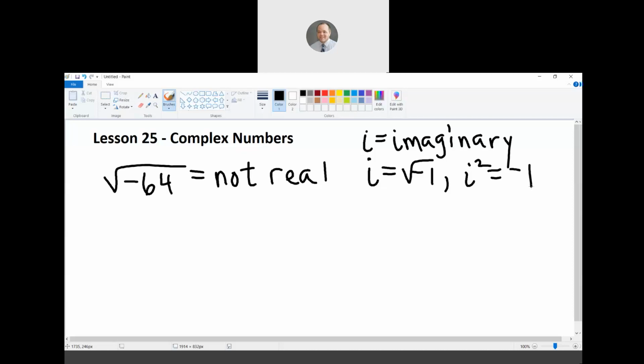So going back to our original problem that we could not get an answer for earlier this term, we can now find the square root of negative 64. What we do is break down negative 64 as 64 times negative 1. The square root of 64 is 8. And the square root of negative 1 is the letter i. So 8i is our answer.